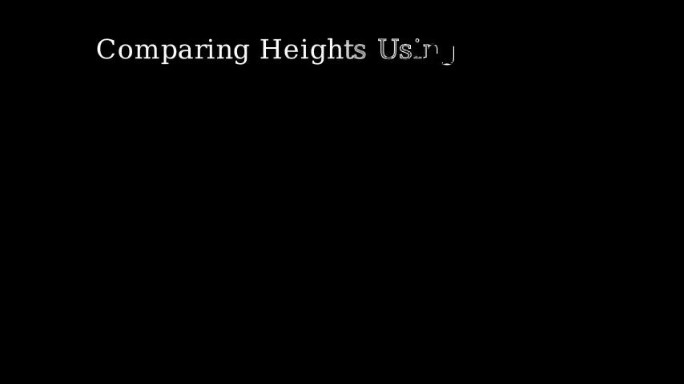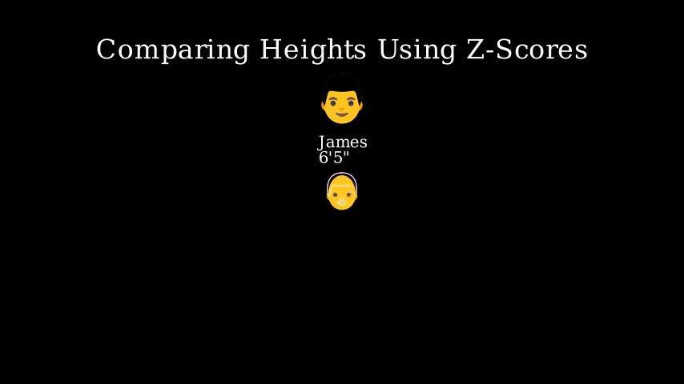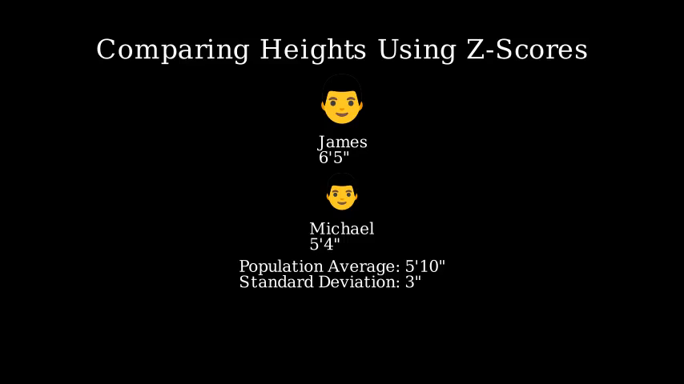Let's solve a statistics problem comparing the heights of two men to determine which height is more extreme relative to the average. Let's say we have two men, James, who is 6 feet 5 inches tall, and Michael, who is 5 feet 4 inches tall. The average height for adult men is 5 feet 10 inches with a standard deviation of 3 inches.